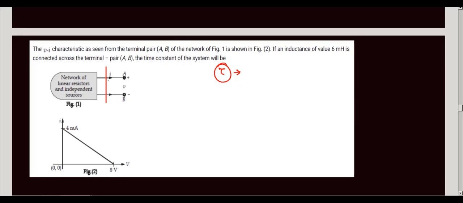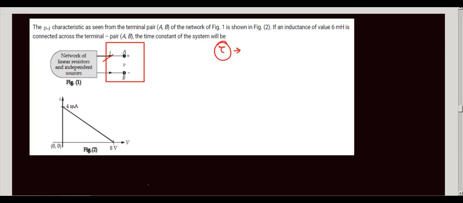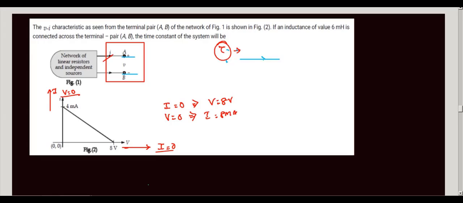The VI characteristics of this terminal is given. From this, you can observe here, this axis is the voltage axis, current equal to 0. This is the current axis, voltage equal to 0. When current equal to 0, voltage is 8 volts. When voltage equal to 0, current is 8 milliamperes. When current equal to 0, the terminal AB is open. That implies open circuit voltage is 8 volts.